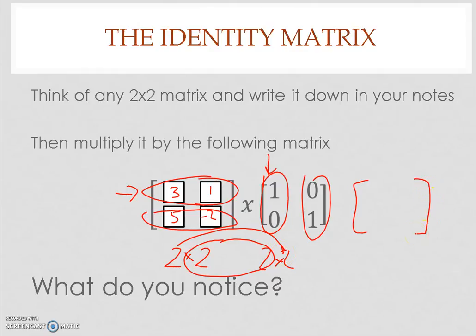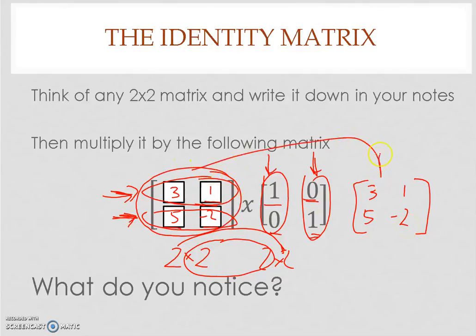So to get the first element, I'm going to take 3 times 1, which is 3, plus 1 times 0, which is 0. So my first element here is a 3. Staying in the first row, second column, I'm going to take 3 times 0, and then 1 times 1, and that's 1. If I move to my second row, it's 5 times 1, plus -2 times 0, which is 5. Second row, second column, 5 times 0 is 0, -2 times 1 is -2. And what I want you to see here is this. These matrices kept their identity.